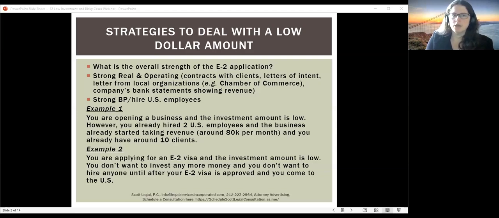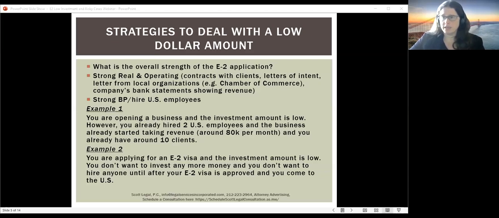So one is you are opening a business and you have a low investment amount. You've already hired 2 employees, the business has started taking in revenue, a pretty significant amount of 80,000 per month, and you have 10 clients. In this case, it's very clear, there's a strong argument that this should be sufficient, because even though your investment amount is on the lower side, you are showing that you've clearly invested enough to get the company to start running successfully. You have 2 employees, so you've met that marginality requirement.